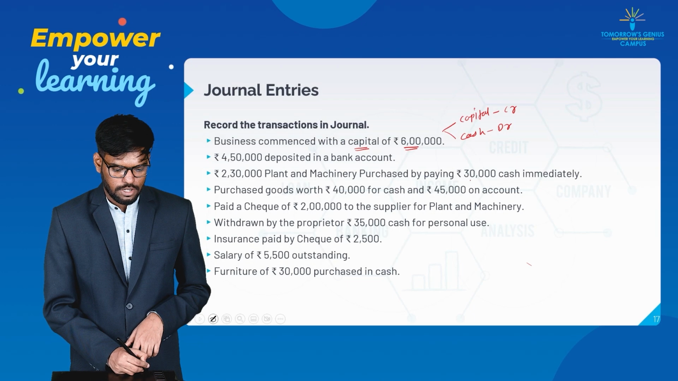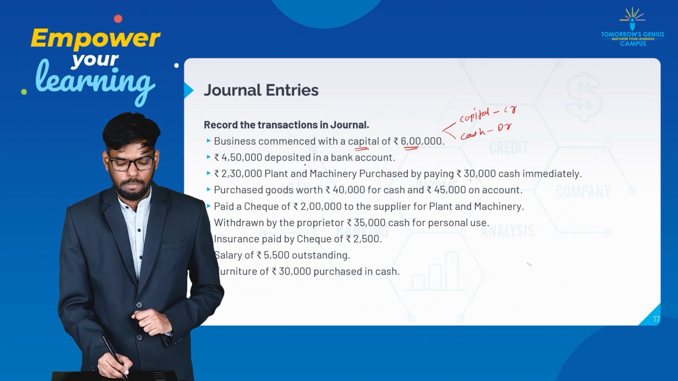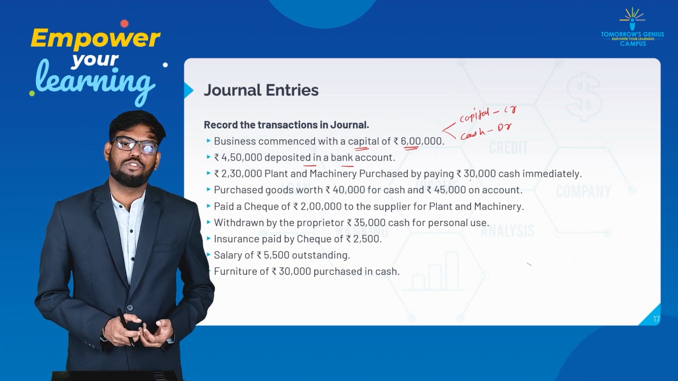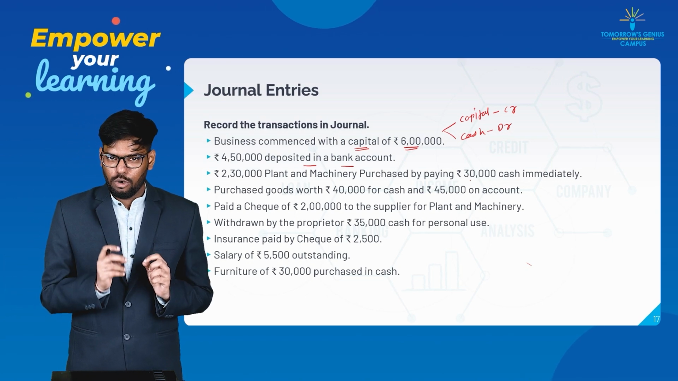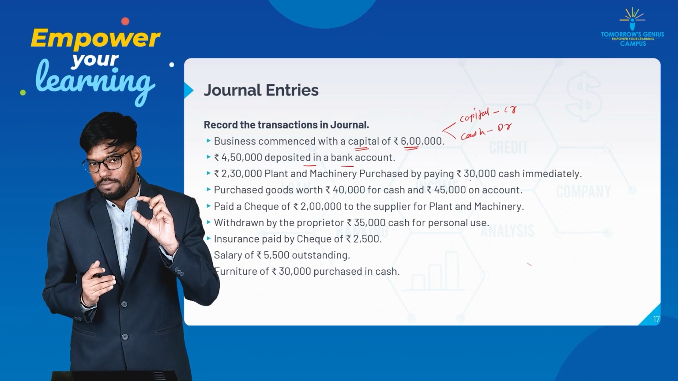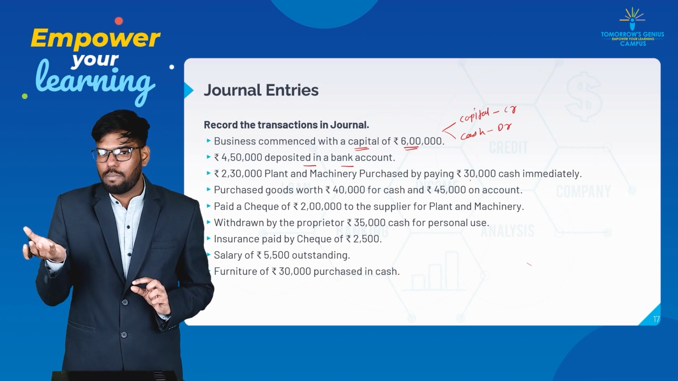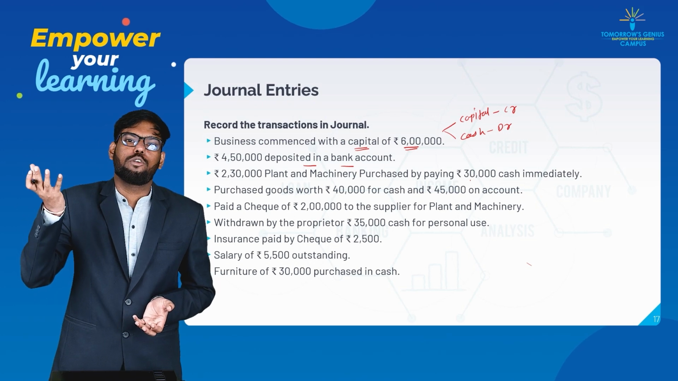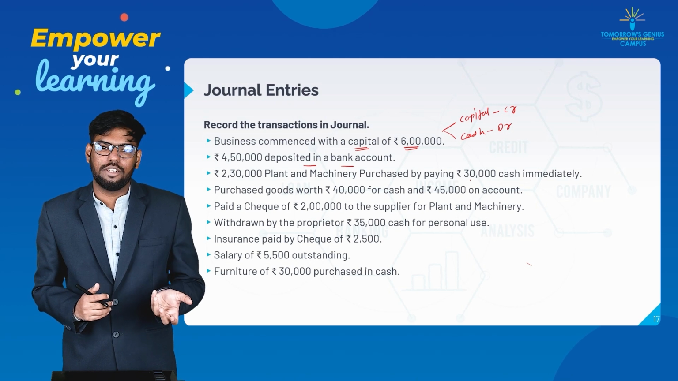So what is the next transaction that we have to see? The next transaction is rupees 4,50,000 deposited into bank account. So 4,50,000 rupees you have deposited into your bank account. So 4,50,000 rupees of cash will get decreased. One asset will get decreased, and bank is another asset, so bank balance will get increased, right? So here, simple: bank account we have to debit because it gets increased, and your cash balance gets decreased, so we have to credit the same, right?